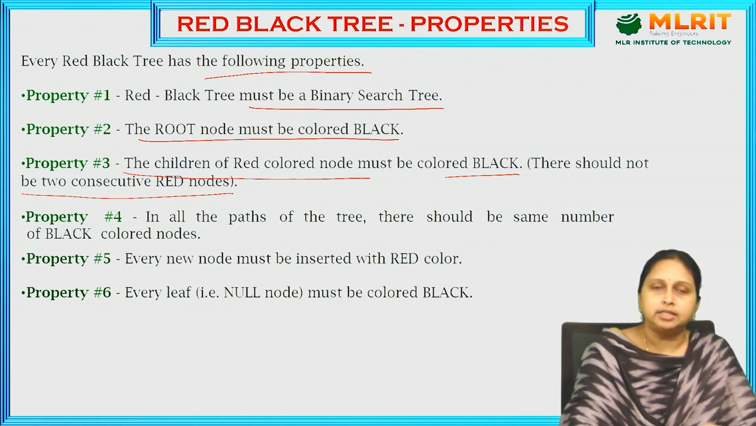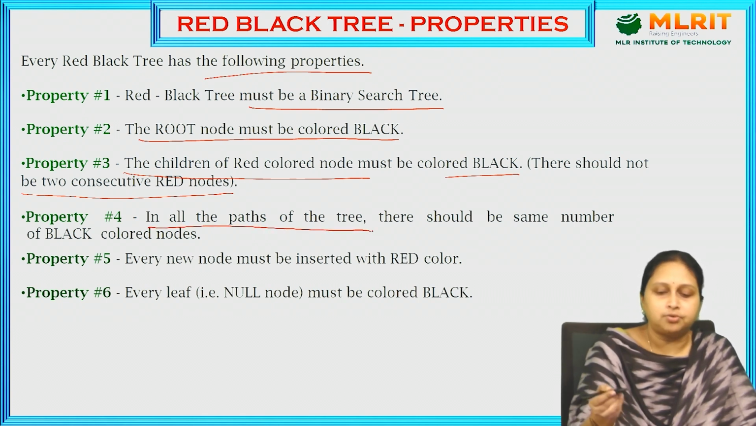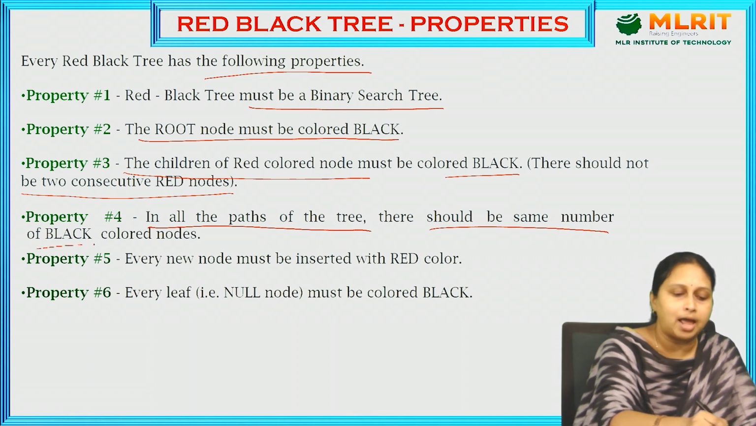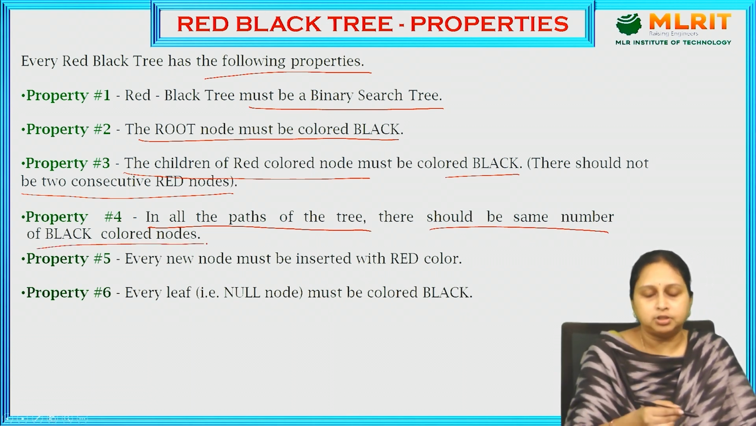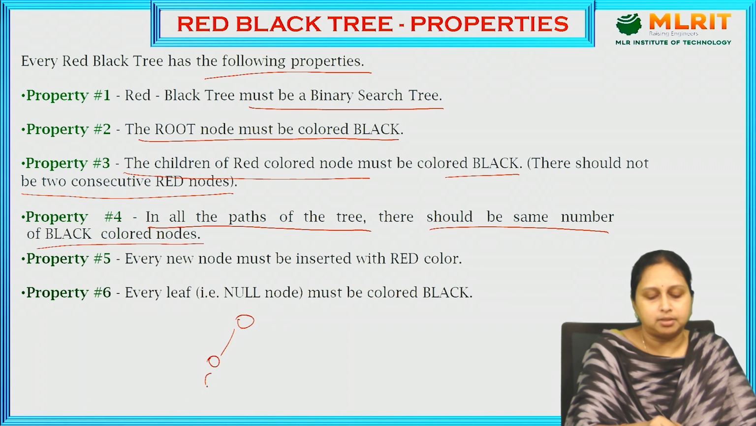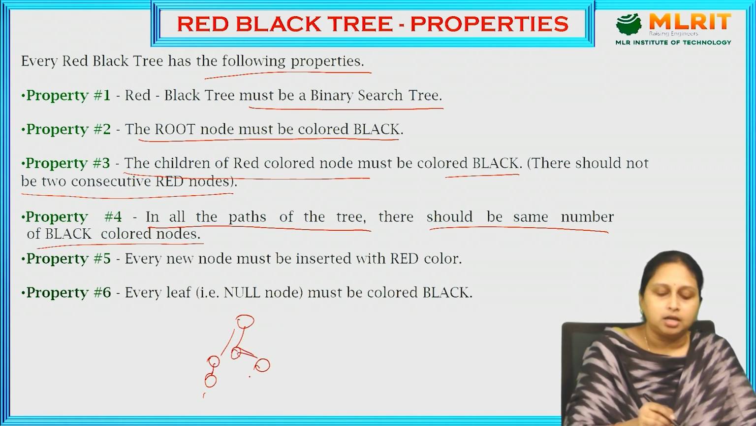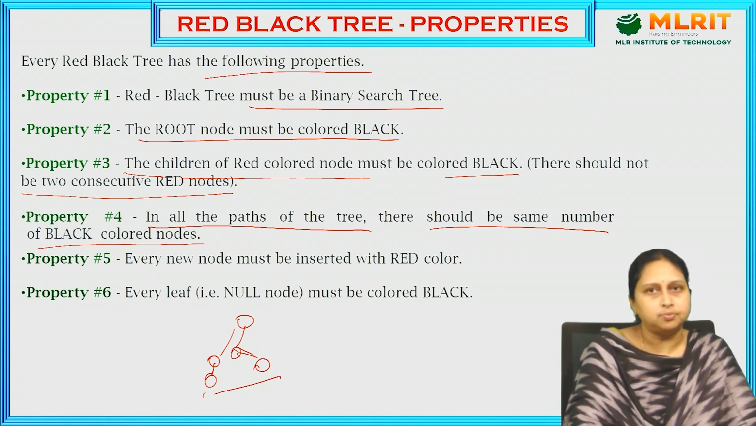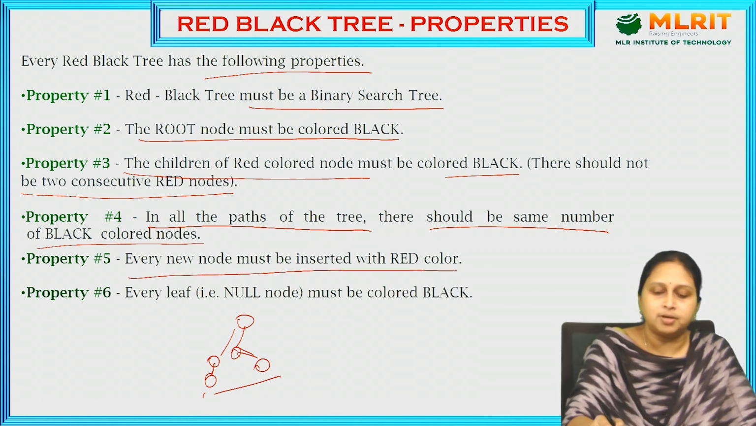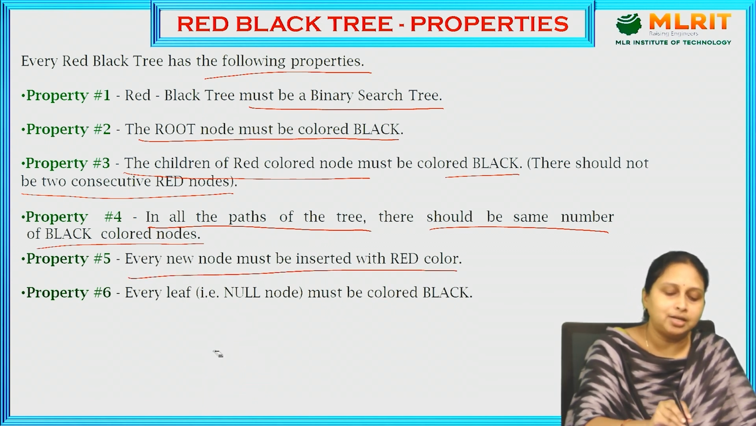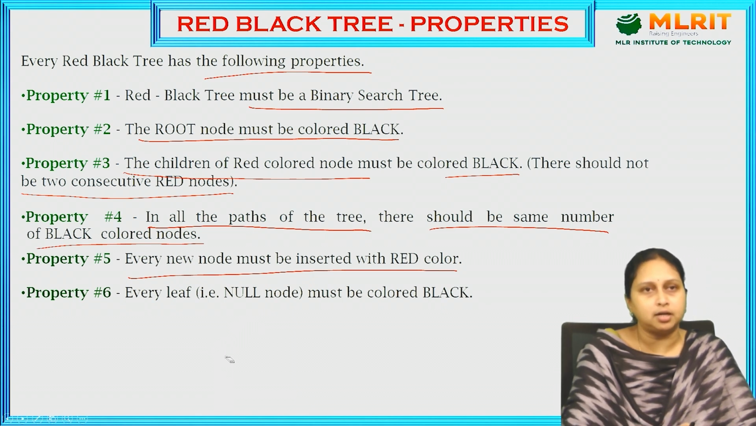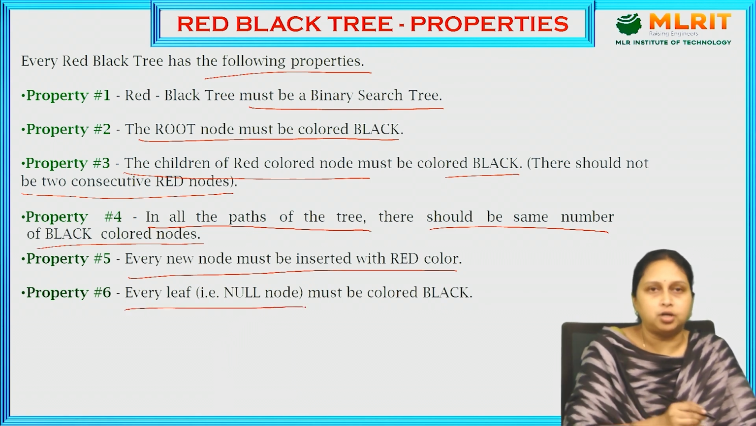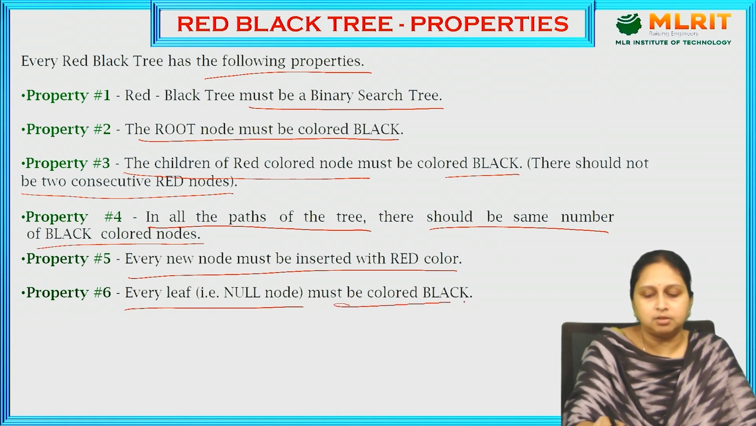Next property: in all the paths of the tree, there should be the same number of black colored nodes. If I check all the paths of a tree, in all the paths you are going to have the same number of black colored nodes. Next, every new node must be inserted with red color. When I insert a new node, it should always be red. And every leaf node, that is the null node, must be colored black.